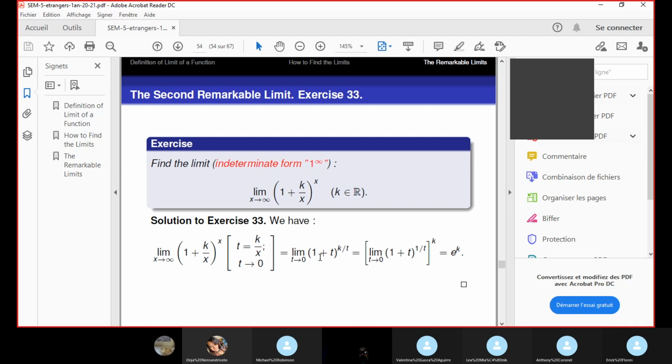Now, how can we use our second remarkable limit? The first case, maybe it's the case for Valentina. It was her question. So let us try to find the limit as x goes to infinity of 1 plus k over x to the power x, where k is a real number. As usual, we try to use some known result. In our case, it's the second remarkable limit.